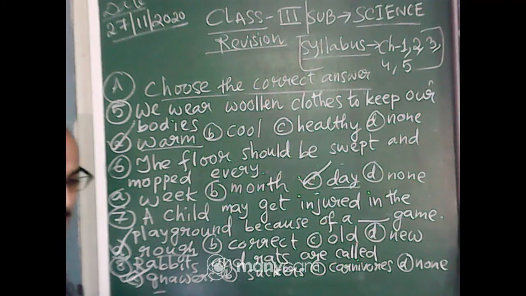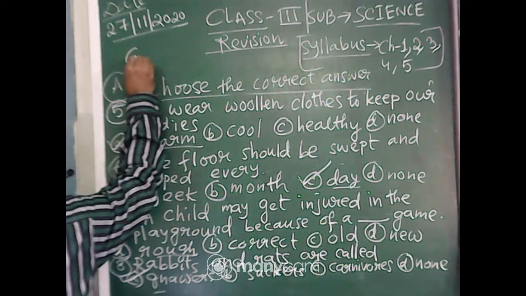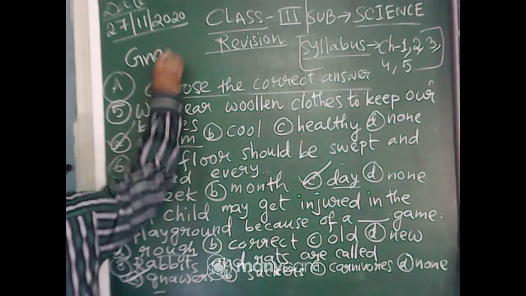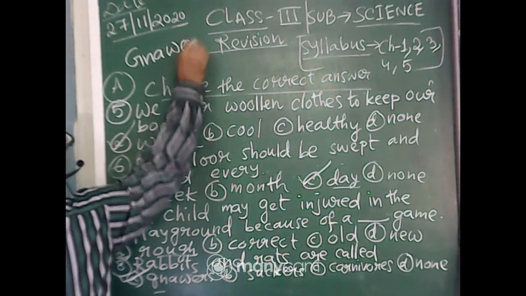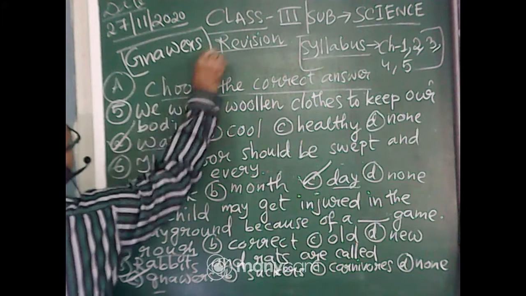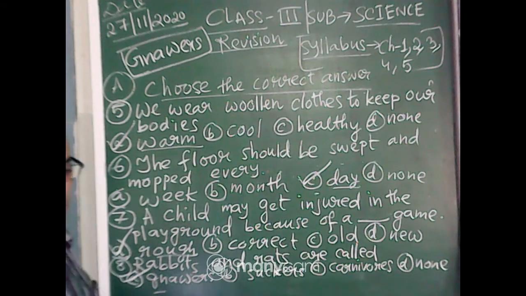G-N-A-W-E-R-S. Aman, you have written this one wrong. The spelling of gnawers is G-N-A-W-E-R-S. Yes, G-N, not G-R, Fatima. It is G-N. G-N-A-W-E-R-S. Gnawers. Yes, Divyanka, it is correct.